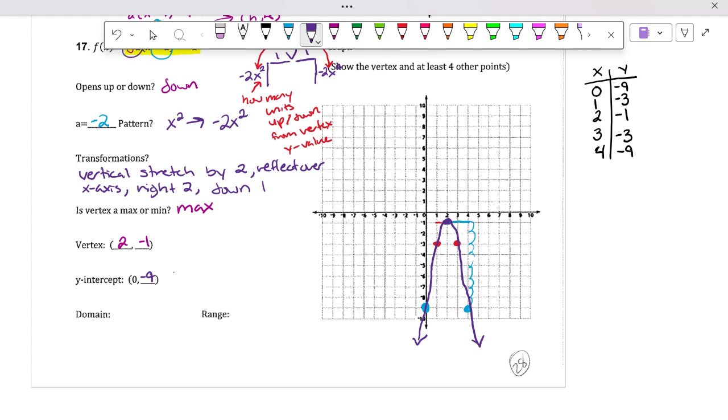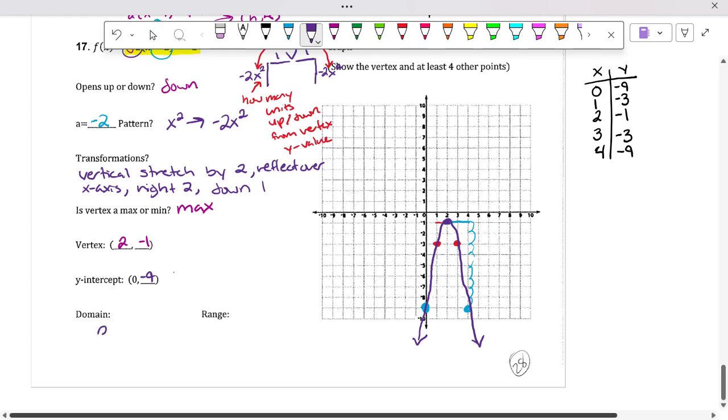Now, domain. What's always my domain of a quadratic? All real numbers. So I'm going to do my shorthand. What's my range? -infinity to -1, and we put a bracket with the -1.